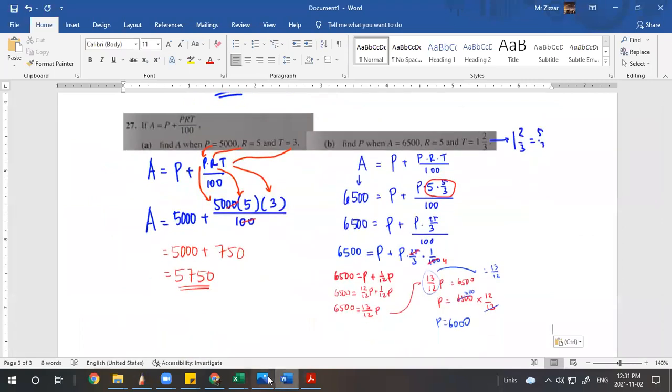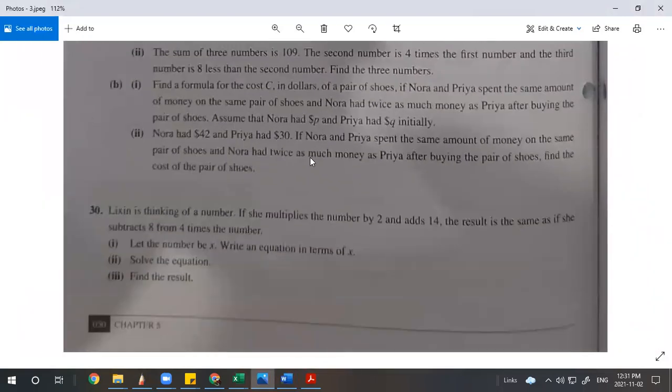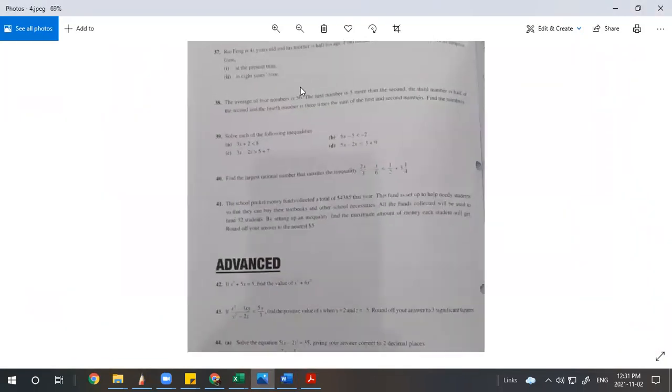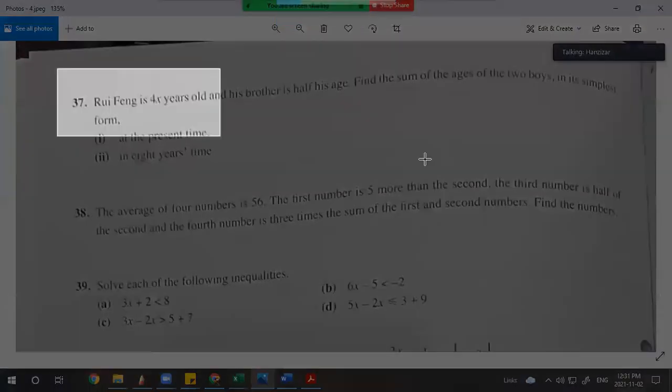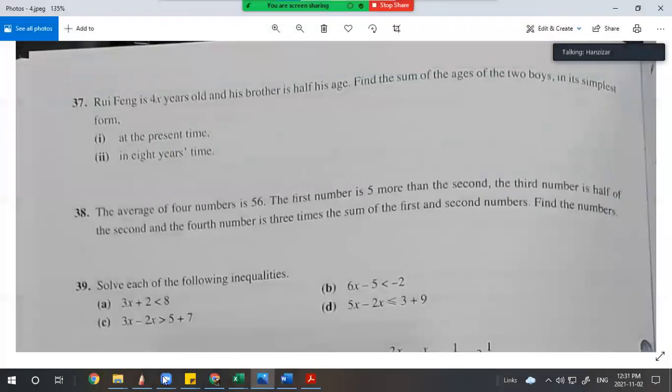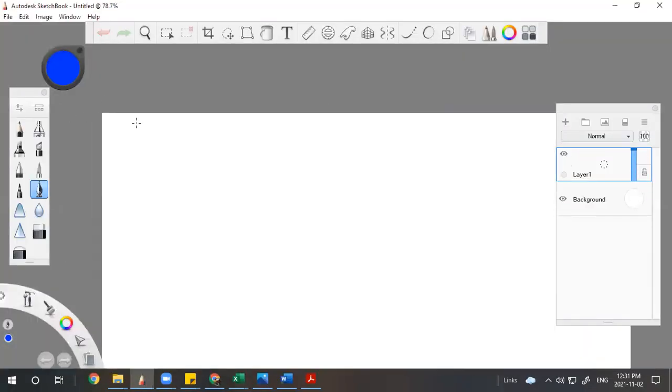Now 29. Nggak usah. 30. Oke, saya kasih yang bakal biasa dikeluarin. Nah, 37. Kayaknya sih gampang nih. Let's try. So we deal with the word problem now.